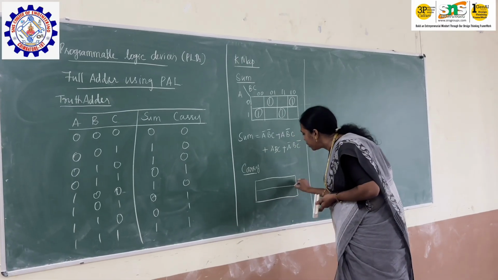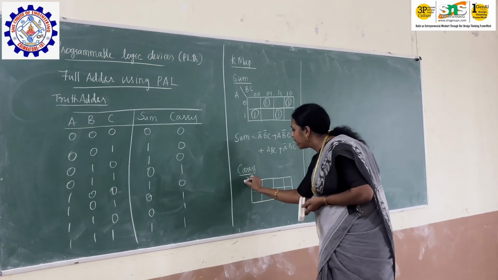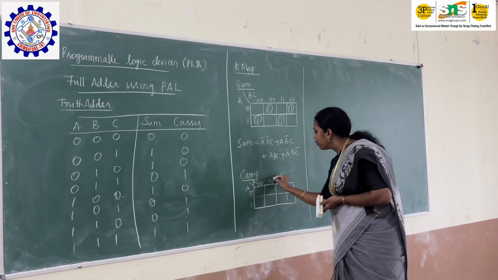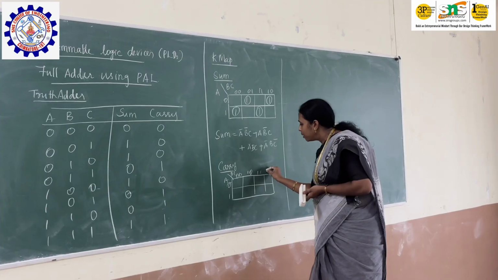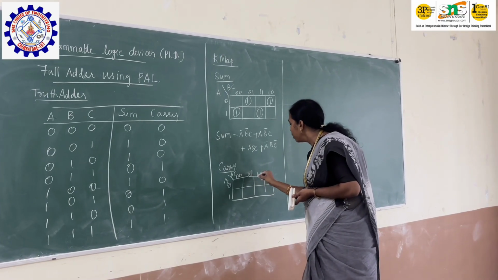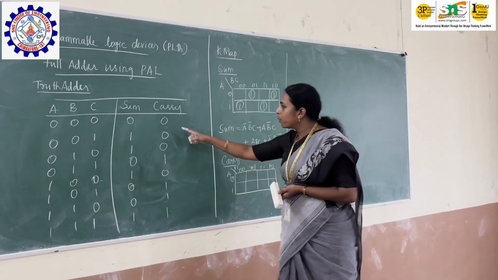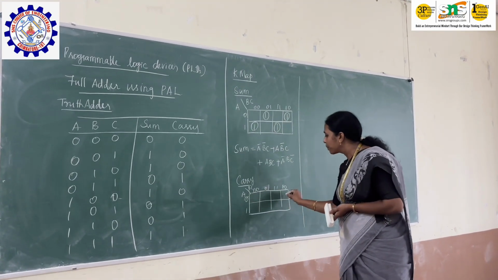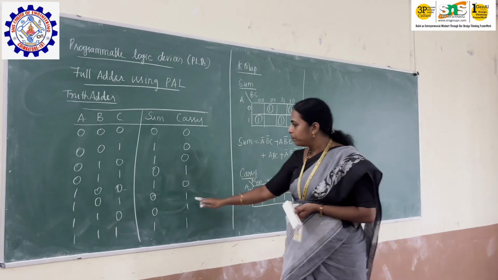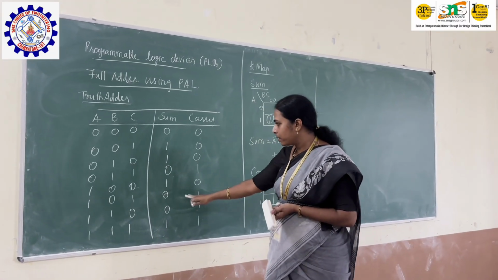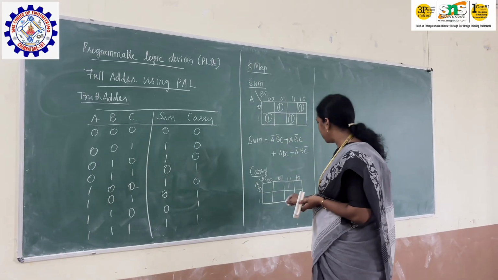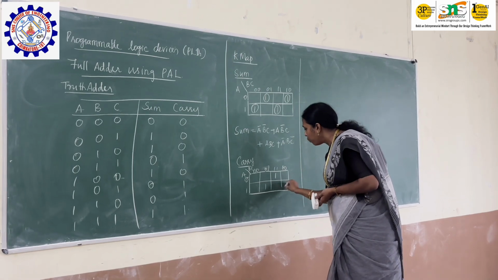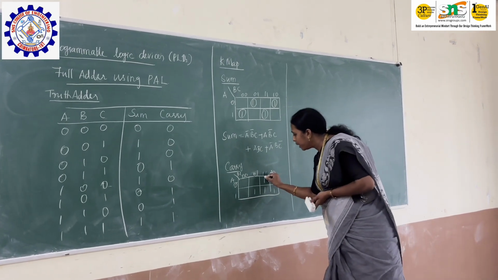Again for carry, we will be drawing an 8-cell K-map, right? A, B and C; 0, 1; 00, 01, 11 and 10. So here for the carry, it is 0, 0, 0, 0, 0 and 1. Then again, here the carry is 1. Again, for the fourth case, 0, 1, 1 and 1. This is how the K-map for carry looks.